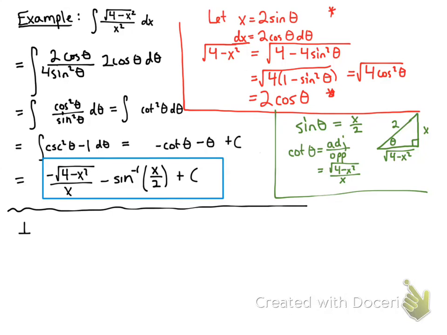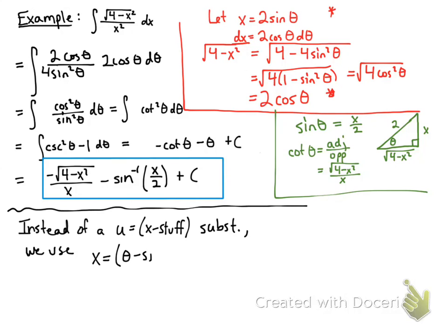So, a couple of things I want to emphasize from this example. This is a substitution, but instead of the kind we've done before, where u equals some x stuff, we are not saying theta equals some x stuff, we're saying x equals some theta stuff. Right? And from that we get dx, and from that we can also figure out the square root of the quadratic that we're dealing with. Okay. And then put everything into the integral, turn it into a theta integral, do the integral, and then go back to the variable x that we started with.